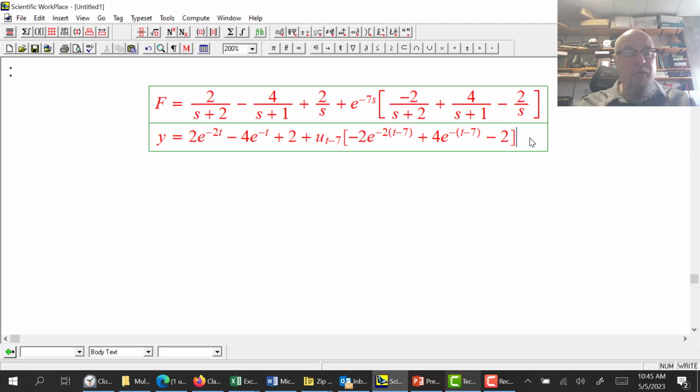If I want to check to make sure that things are going properly, a couple of sanity checks, let's say. If I make t equal to 7, this square bracketed piece should be 0. So if t equals 7, e to the zeros are 1, so I get minus 2 plus 4 minus 2. That works. If I check the initial condition, at least the first initial condition, it has to go through the origin. When t is equal to 0, y has to be equal to 0. When I make t equal to 0, this u is 0, so this whole piece is gone. I get e to the 0 is 1, so 2 minus 4 plus 2, that is 0, so that works. If you wanted to, you could check the derivative of this piece when t is equal to 0 and make sure that it starts at rest as a third sanity check. But I'm pretty happy with what's here.